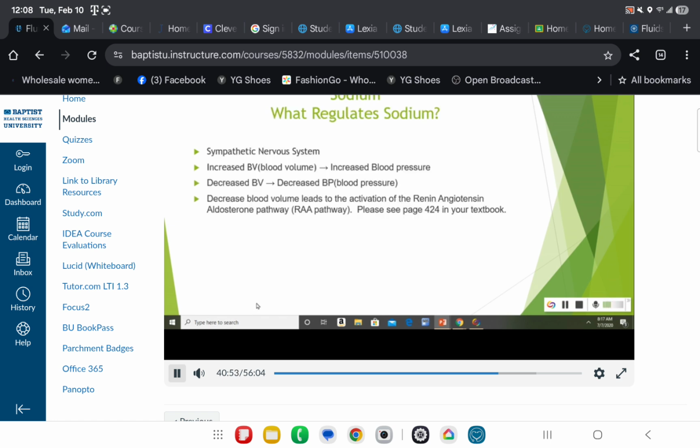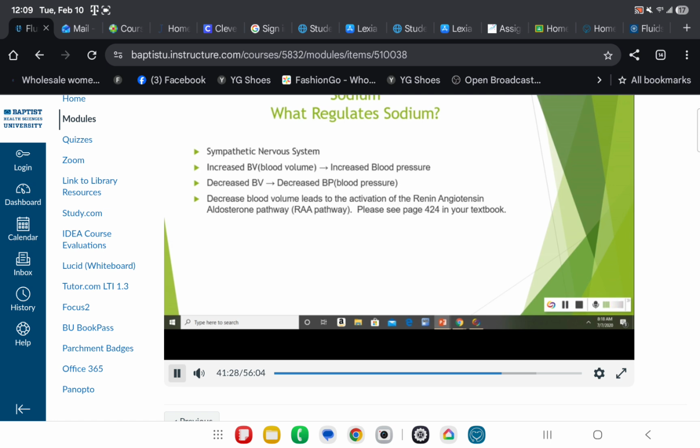So what regulates sodium? Sodium is regulated by the sympathetic nervous system. And so this is how it gets tied in with the actual blood volume. So the sympathetic nervous system is going to regulate sodium levels. Okay, so you have special receptors that are found in the blood vessels that are called baroreceptors. So these receptors, they keep an eye on blood volume and things like that.